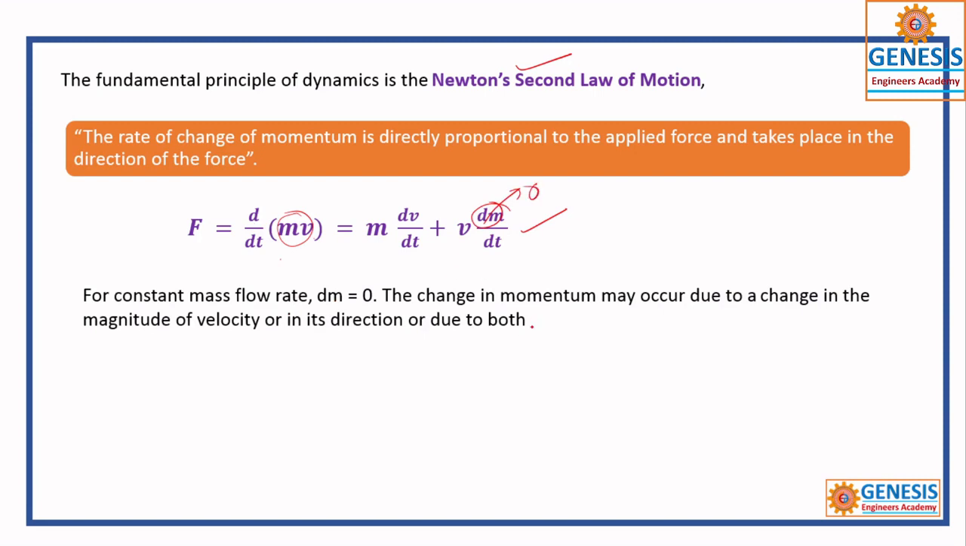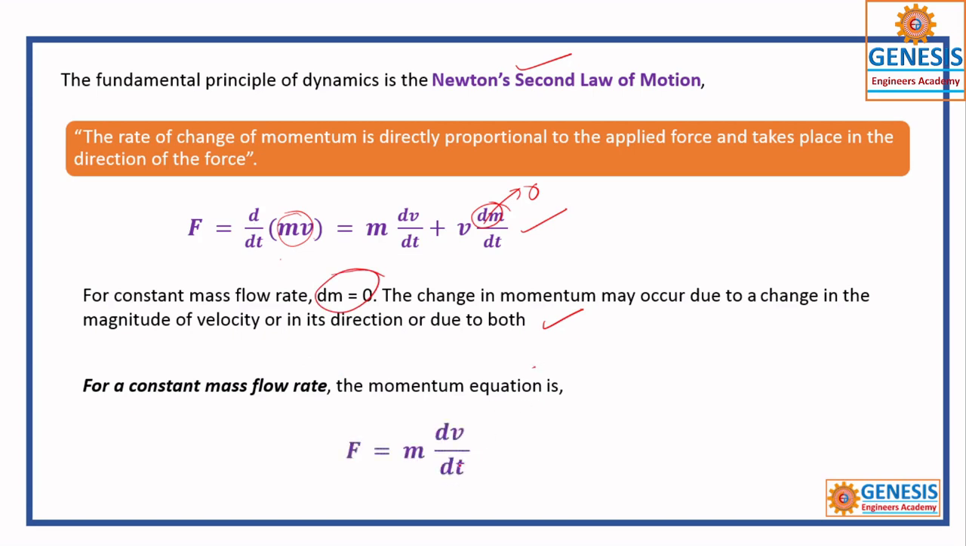The change in momentum may occur due to a change in the magnitude of velocity or in its direction, or due to both. So you can calculate that. For constant flow rate, that means change in mass is 0, the momentum equation is F is equal to m into dv by dt, that is equal to a. You know that F is equal to ma, but in this case, we don't use this acceleration. We use only the change in velocity, that is the momentum.